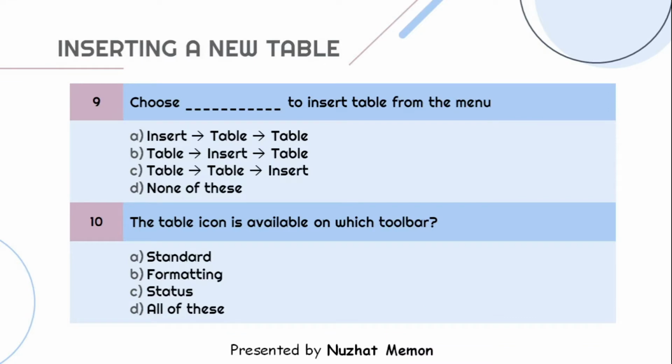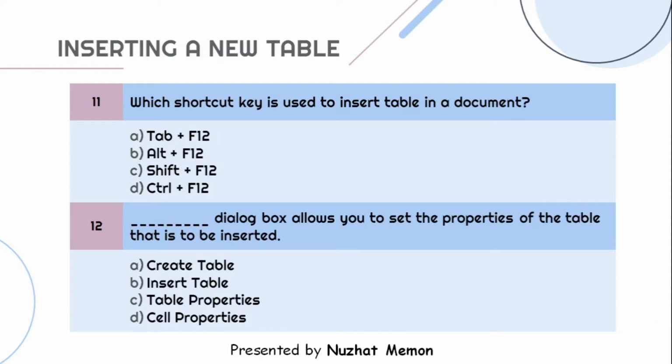Question 9, choose dash to insert a table from the menu. We had done first the table menu, then we chose insert, and then we went for table, right? So we have done this. 10. The table icon is available on which toolbar? So it is available in the standard toolbar. Very good. Next, which shortcut key is used to insert a table in a document? So the correct option is Ctrl plus F12, that is option D.